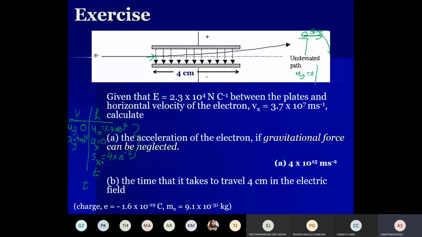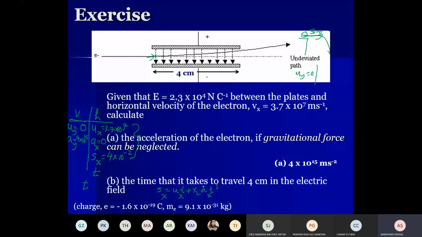So what formula comes to your mind? You're looking for time, and SUA is there. The formula that must come to your mind is S equals UT plus half AT squared. Yes, this is the formula. For all x components we use it, so substitute your information.